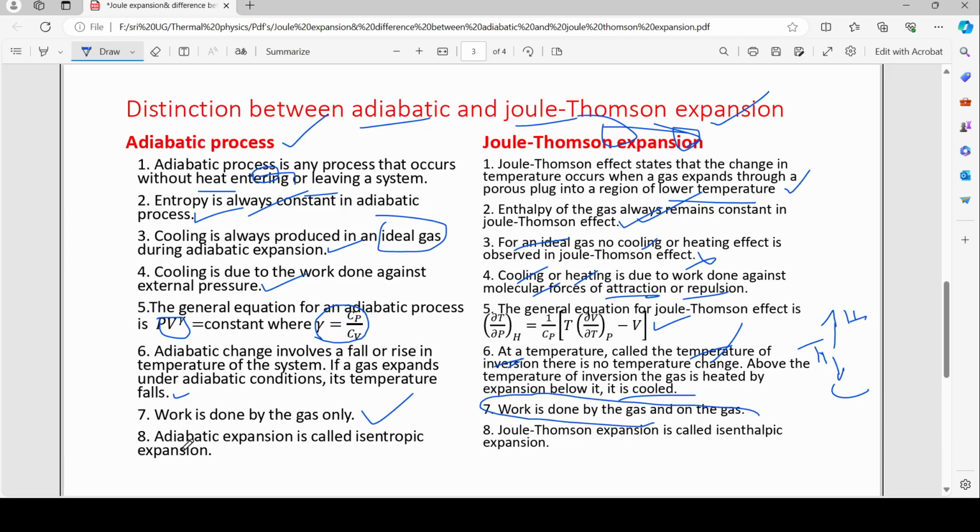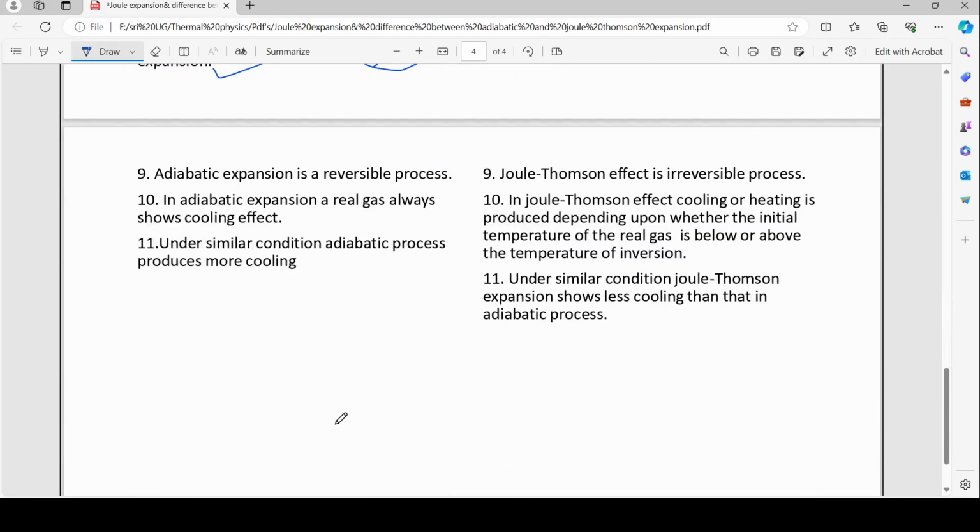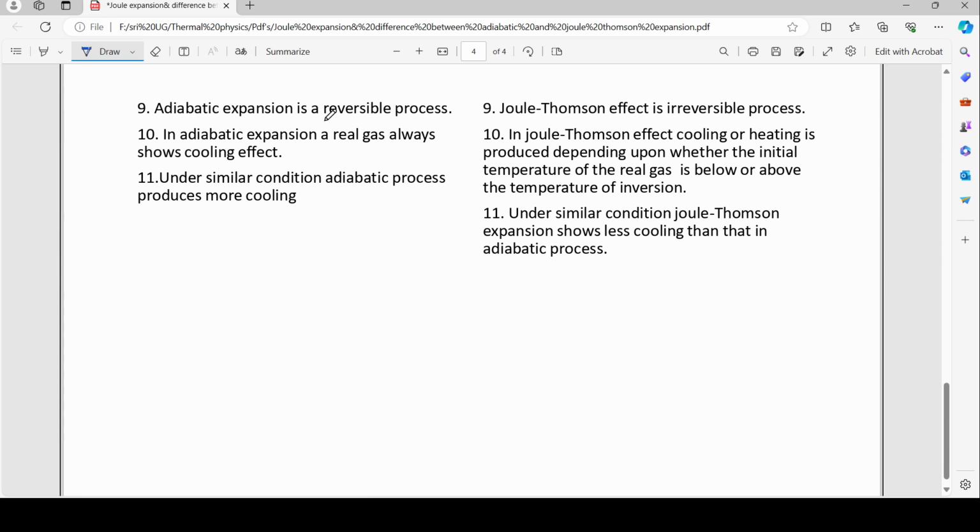Adiabatic expansion is called isentropic expansion. Isentropic means entropy constant. Joule-Thomson expansion is isenthalpic expansion, meaning enthalpy is constant. Isenthalpic, enthalpy constant; isentropic, entropy constant. Next, adiabatic expansion is a reversible process. It is always reversible, and the Joule-Thomson effect is always an irreversible process.